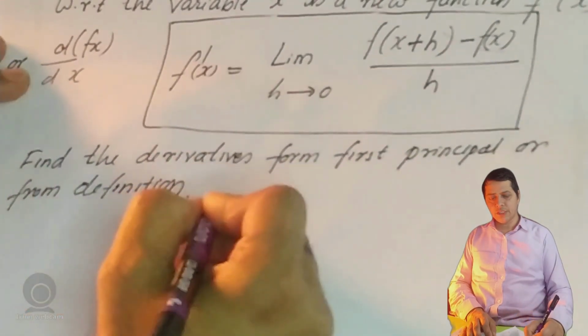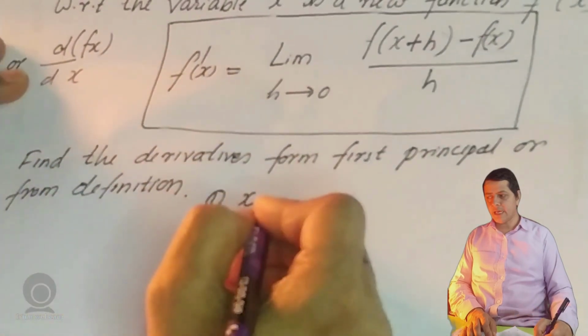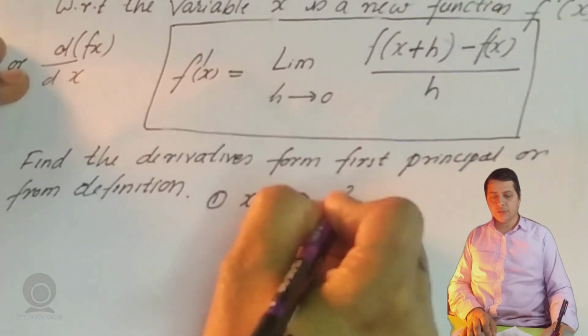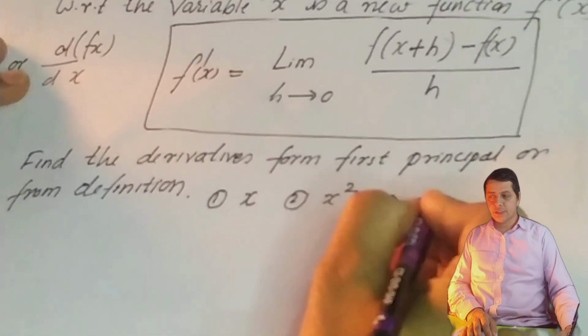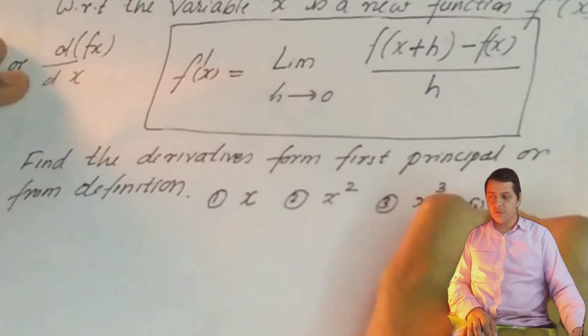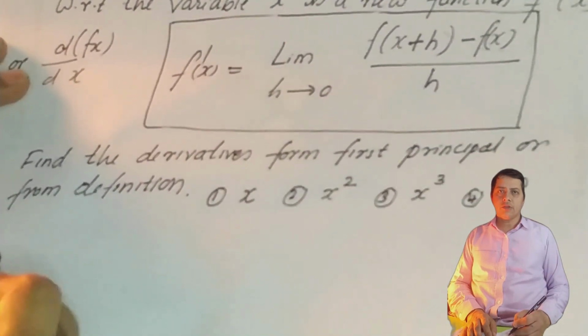So here we are going to start with number 1, x, and then number 2 we are going to do x square, and number 3 we are going to do x cube, and then number 4 we are planning to do x to the power of n. Okay, so these are the things that we are going to do.